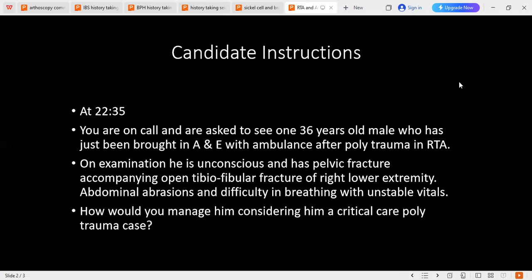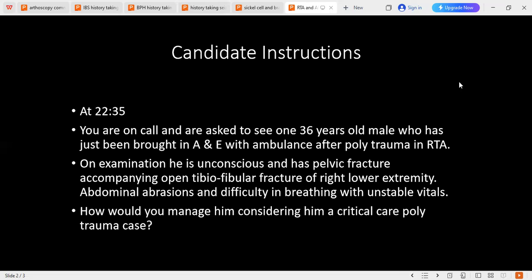Okay, so first of all, I come into the room, I greet the examiner and wash my hands. This is a polytrauma case with a pelvic fracture. I will manage this patient according to the ATLS protocol by the A, B, C, D, E approach. I will first talk to the patient if he or she can talk. Make sure that the airway is patent.